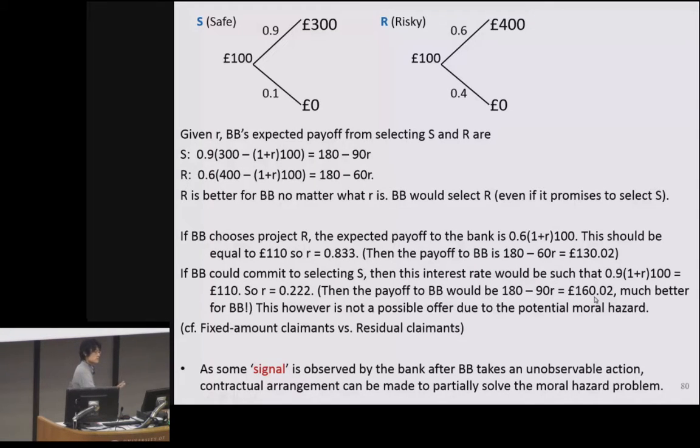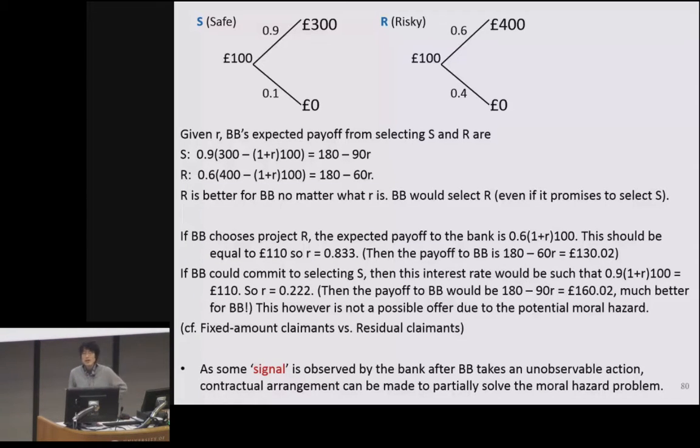Of course, that's much better for Brown Bakery, but that doesn't happen in equilibrium because if this is the interest rate charged by the bank, then Brown Bakery would select the risky project. And if Brown Bakery selects the risky project, this is not the right interest rate that the bank should charge.